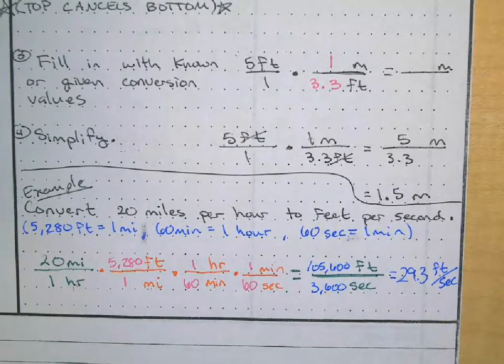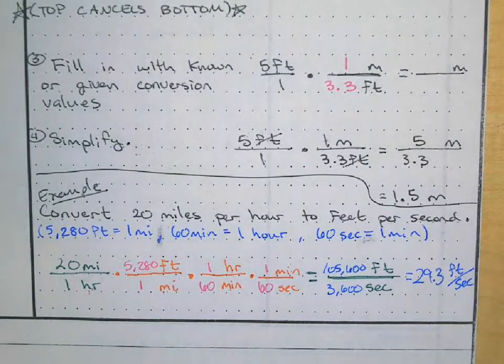So that's how we can use ratios to help us solve and convert units. This is a very important skill because depending on what you're talking about, you might want to talk about miles per hour or feet per second, and it's important to be able to convert between the two.